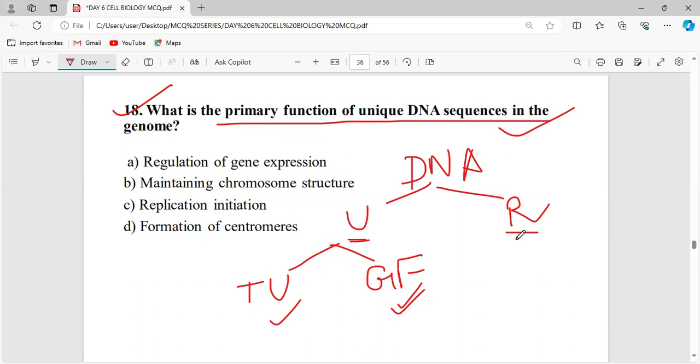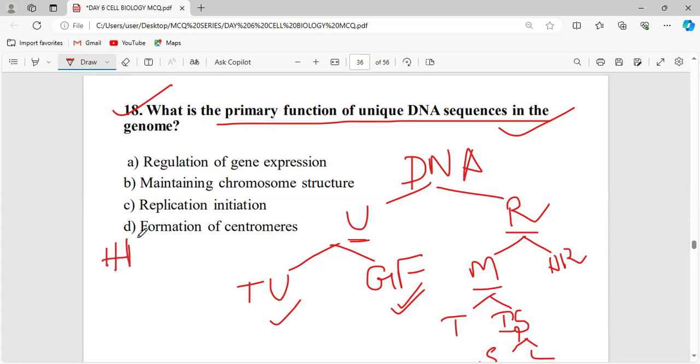And in repetitive DNA, we have two different types: moderately repetitive and highly repetitive DNA. The moderately repetitive DNA can be further categorized into two: tandem repeat and interspersed repeat. In the interspersed repeat, we can find SINE and LINE. In highly repetitive DNA, we can find satellite DNA, minisatellite DNA, and microsatellite DNA.